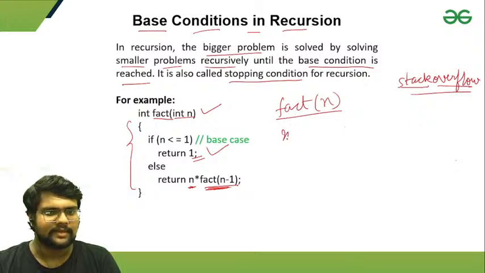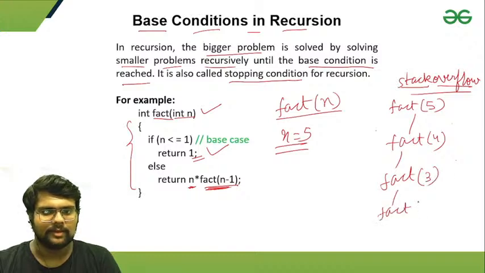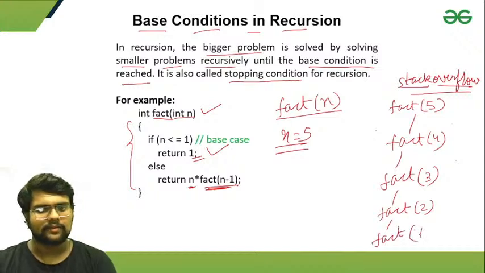So let's try to find the factorial of 5. n equal to 5. Then fact of 5 will be called. The base condition is not satisfied here because 5 is not less than or equal to 1. So we will go to the else statement, and in this it is written n into fact of n minus 1. So fact of 4 will be called. Again, fact of 3 will be called. Again, fact of 2 will be called here. And then fact of 1 will be called.